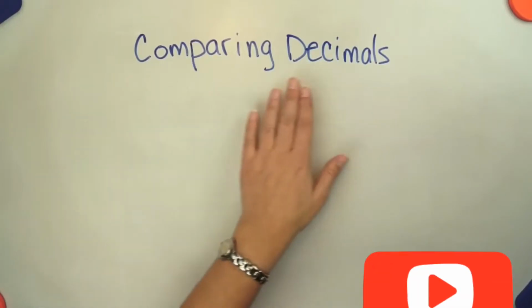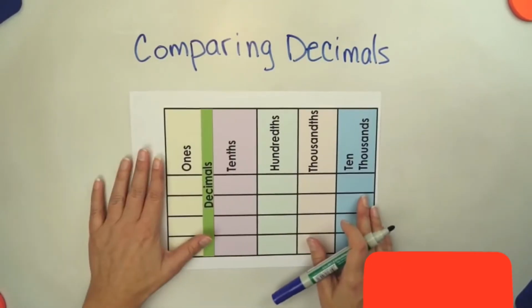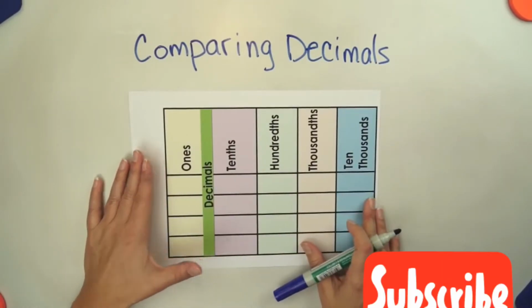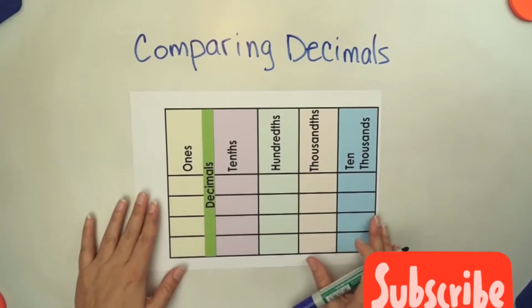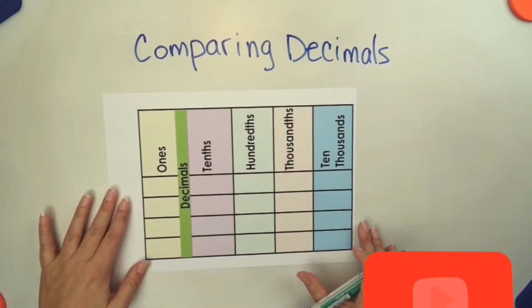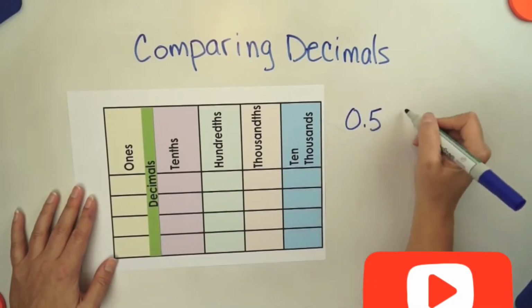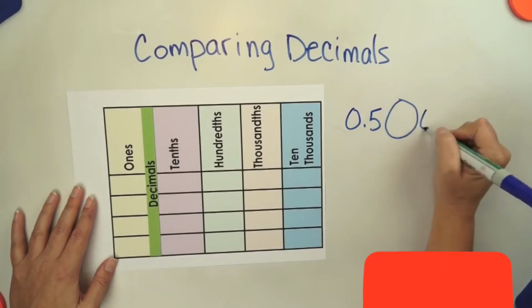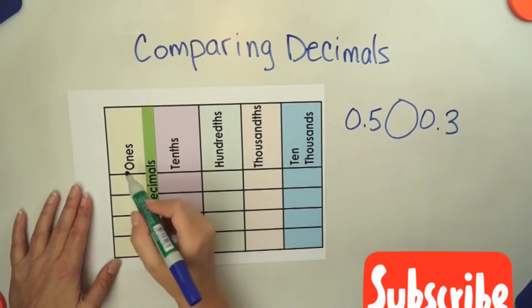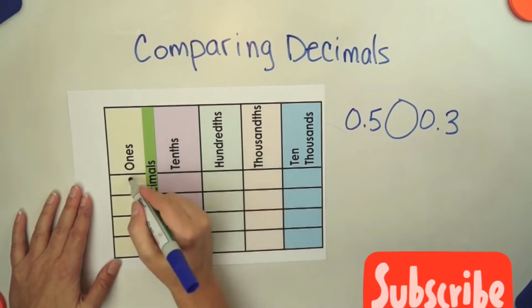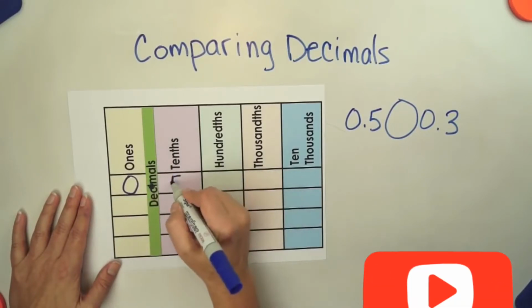In this lesson, you will learn about comparing decimals. I like to use a decimal chart, a place value chart, to compare. It helps see where the decimals lay. So if we have the decimal 0 and 5/10 compared to 0 and 3/10, I'm going to put that on my decimal chart. We have 0 ones, we have a decimal point, and we have 5/10.